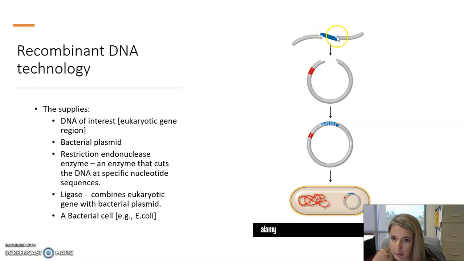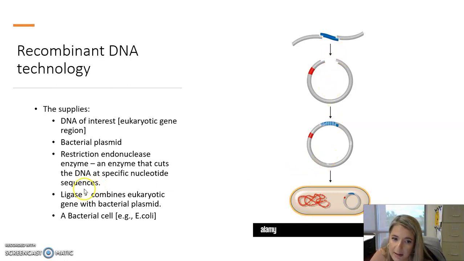So the restriction endonuclease enzyme would cut that out as far as the human DNA. And that same restriction endonuclease enzyme would cut open this bacterial plasmid here so that the human DNA can fit into the bacterial plasmid. And then obviously if we're combining two different types of DNA from different organisms, there's going to be a gluing process.